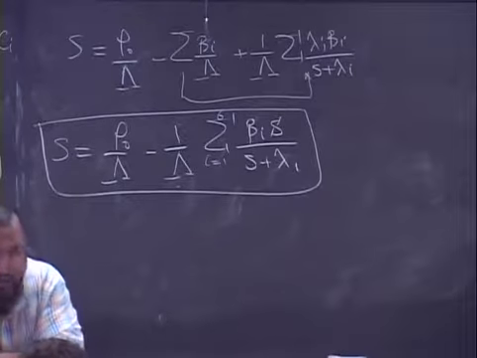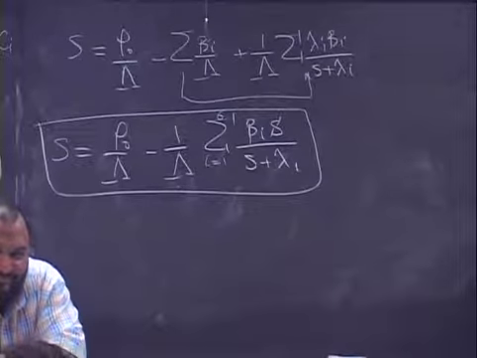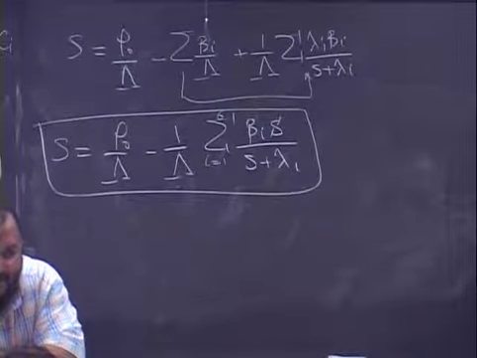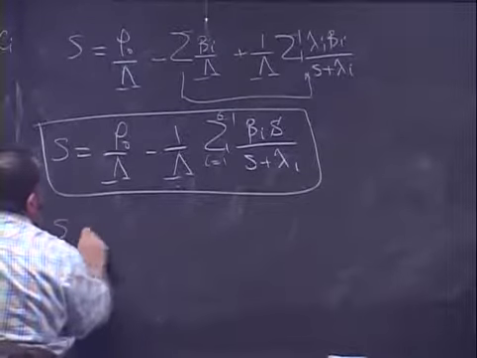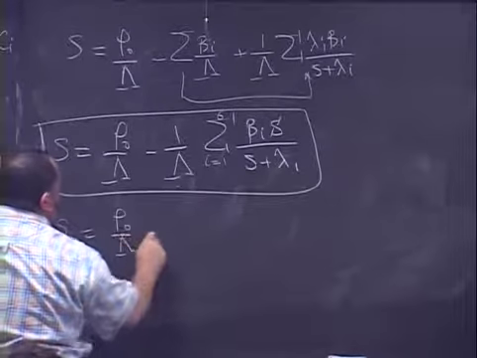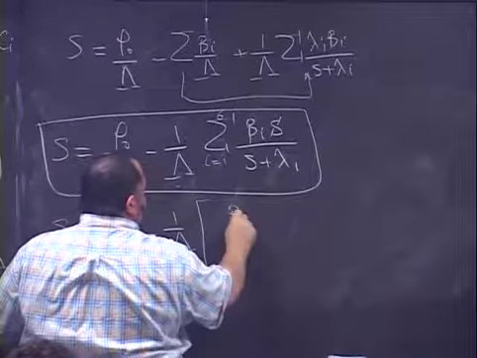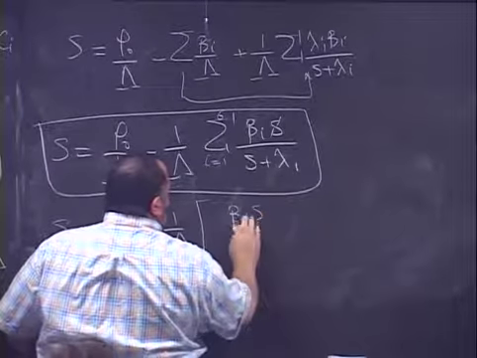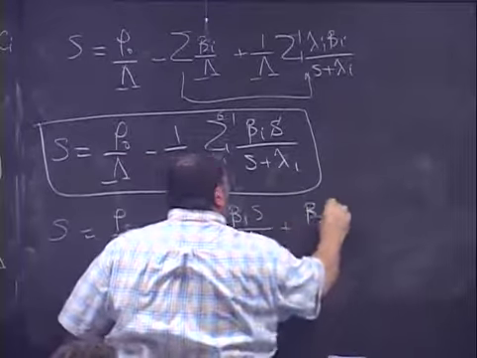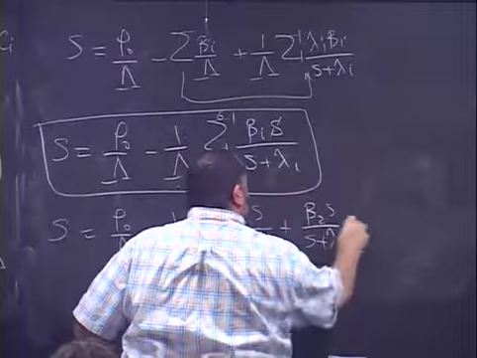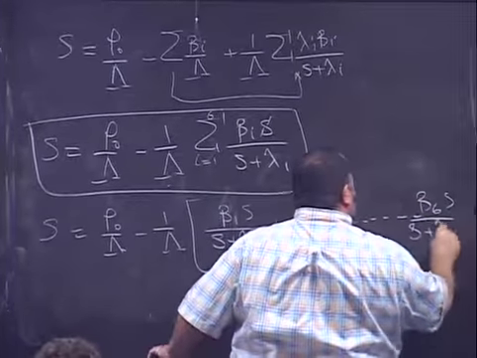Nope. You are wrong. Transcendental. Nope. You are wrong. It's a 7th-order polynomial. Why? Because this is s equals rho naught over gamma minus 1 over gamma times beta 1 s divided by s plus lambda 1, plus beta 2 s over s plus lambda 2, up to beta 6 s divided by s plus lambda 6.